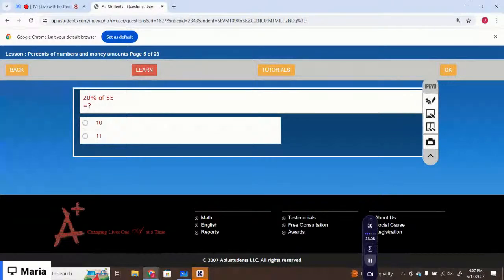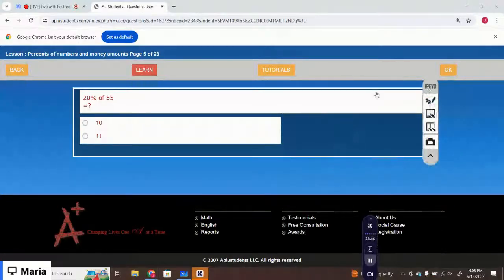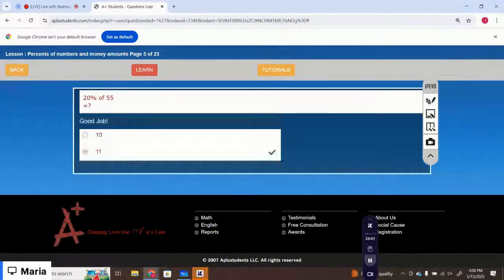55% of 20, which is the correct option? So 55% of 20, that would be n over 55 equals 20 over 100. So the correct option is 11. Option number 2 is the correct option.